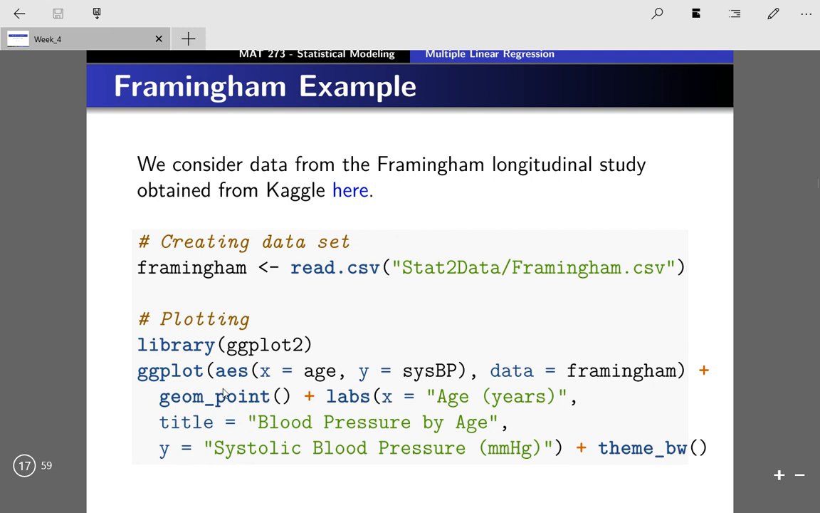Again, you can use just the regular plot function in R. Here's some ggplot code, which is another way to create a scatter plot in R. I suggest you do whichever way is more comfortable for you.